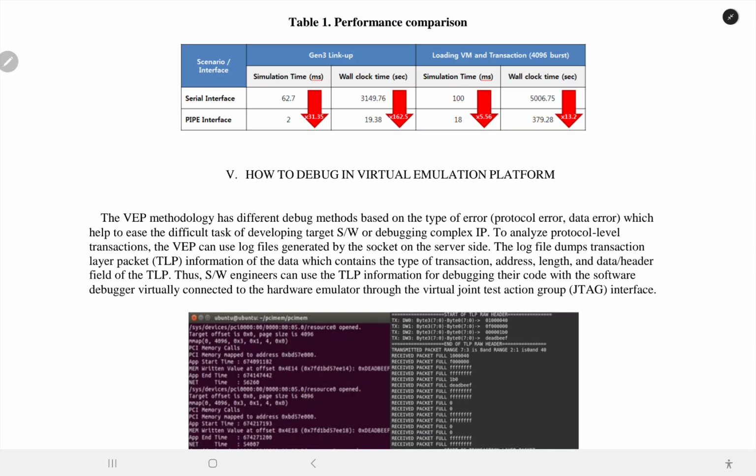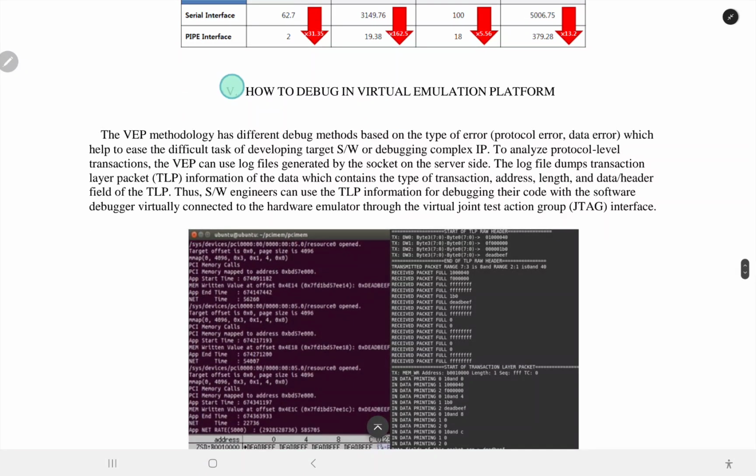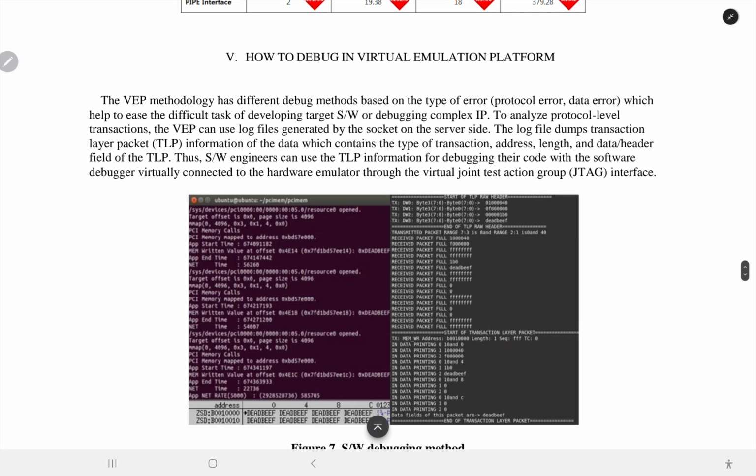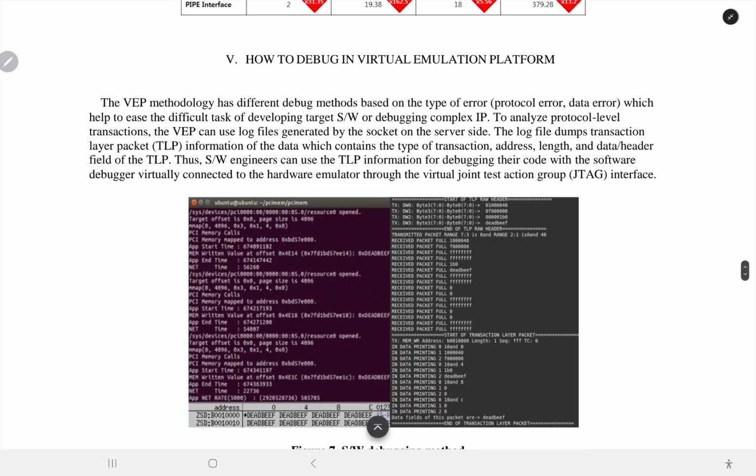Table 1. Performance comparison. 5. How to debug in a virtual emulation platform. The VEP methodology has different debug methods based on the type of error, protocol error or data error, which help to ease the difficult task of developing target software or debugging complex IP.